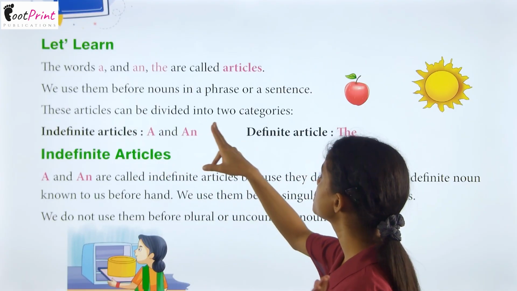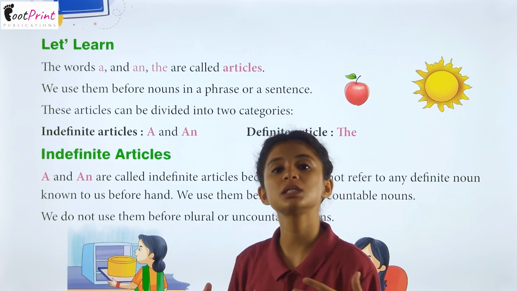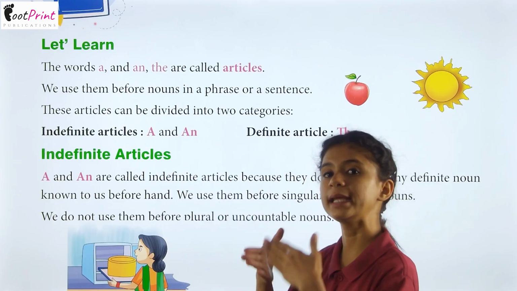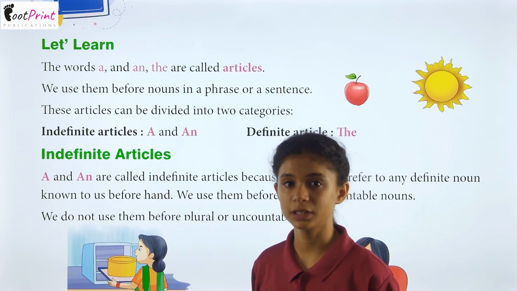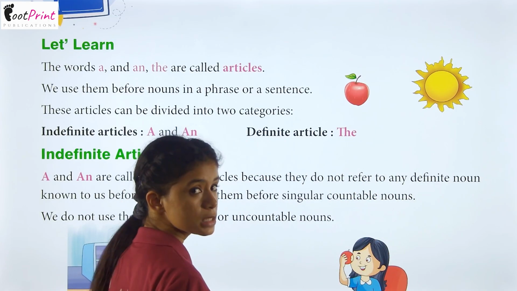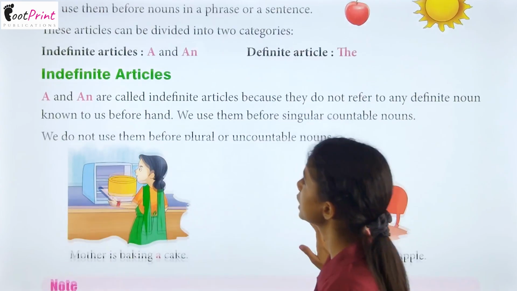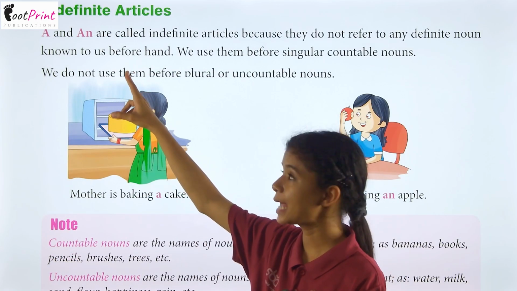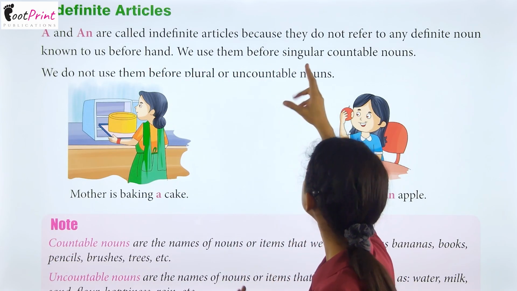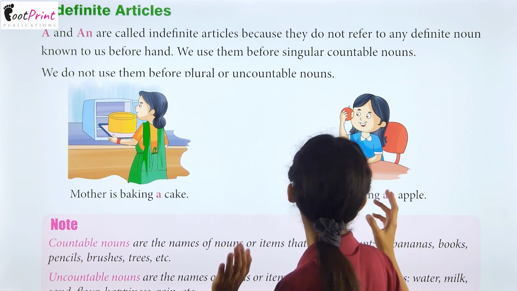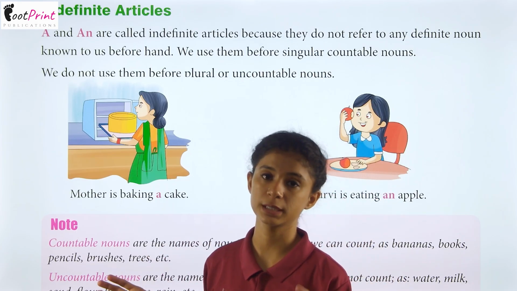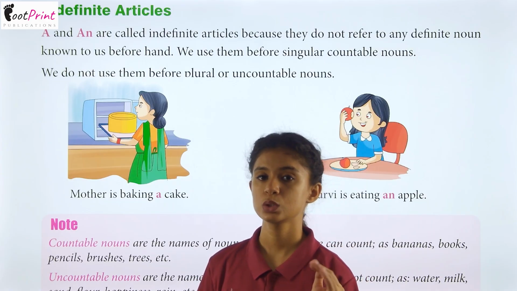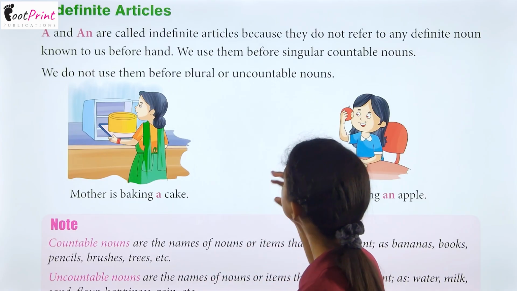These articles can be divided into two categories: indefinite articles, that are a and an, and the definite article, that is the. Let's read about the indefinite articles first. A and an are called indefinite articles because they do not refer to any definite noun known to us beforehand. That means they do not talk about any definite noun that we already know about. So this is when we use a and an.